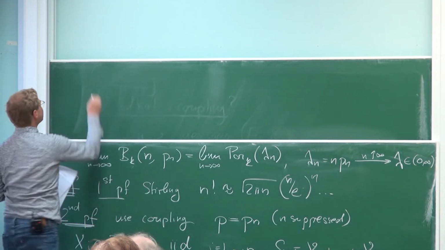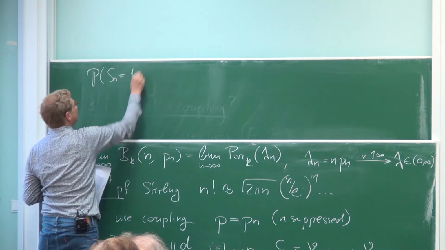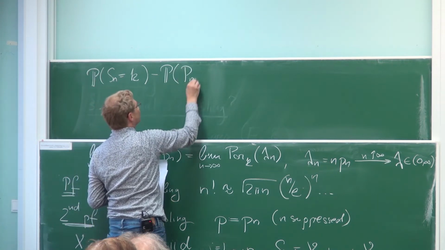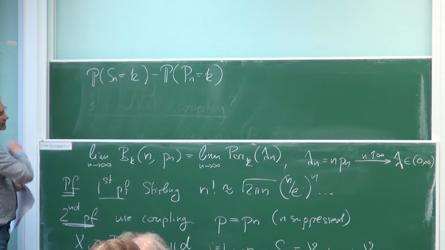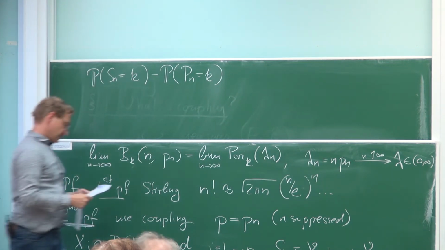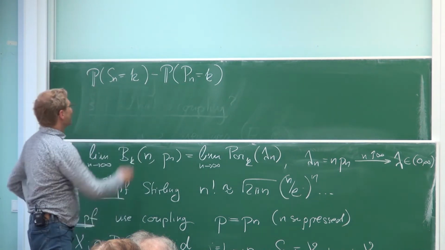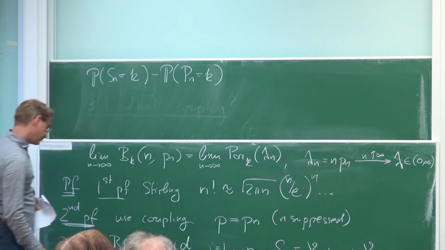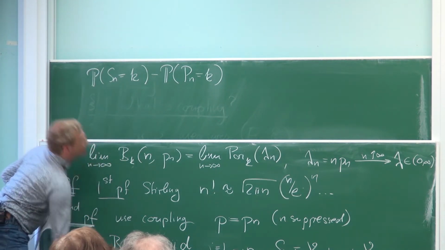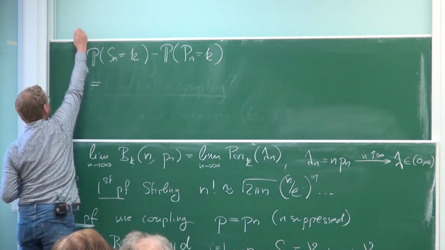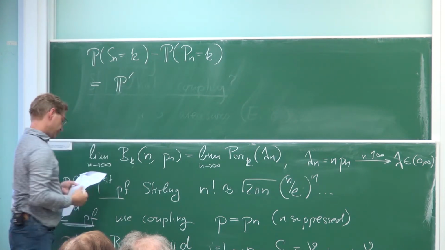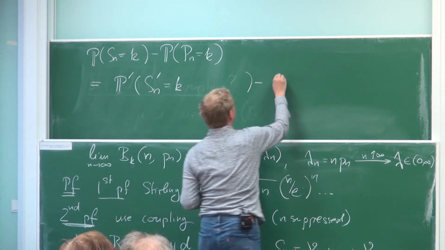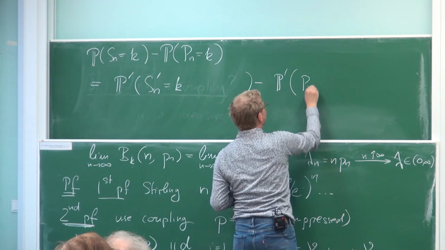So what I'm really interested in is the probability that Sn is k. This would be my binomial probability. And I subtract from that the probability of Pn being k. That would be my Poisson approximation. I want that this goes to 0. Then the theorem is finished. And the advantage now is, those two don't need to live in the same probability space, but the prime random variables live on the same probability space because I've constructed them that way. So strictly speaking, I have a new probability measure, and I look at the probability that Sn prime is k, and I subtract from that the probability that Pn prime is k.